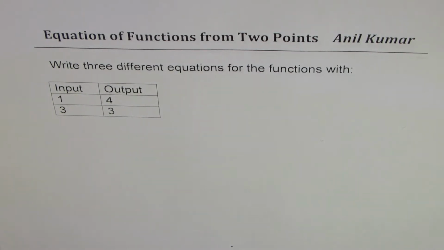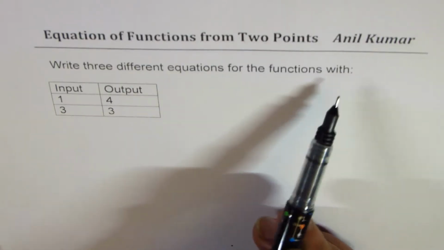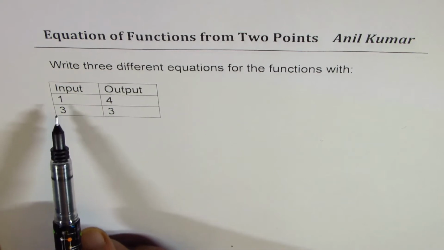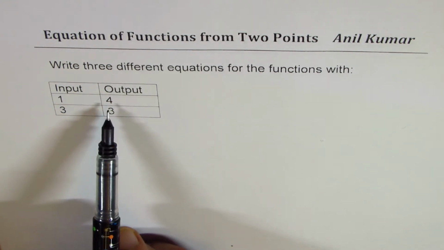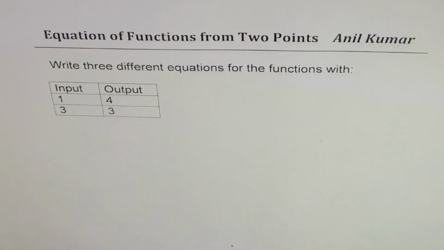Now the question here is, write three different equations for the functions with input and output. We are given 2 points. For input of 1, output is 4, and for input of 3, the output is 3. Now with these 2 points, we need to write 3 different equations, right? So that is the real question. Extremely interesting. Let us see how to solve this question first.